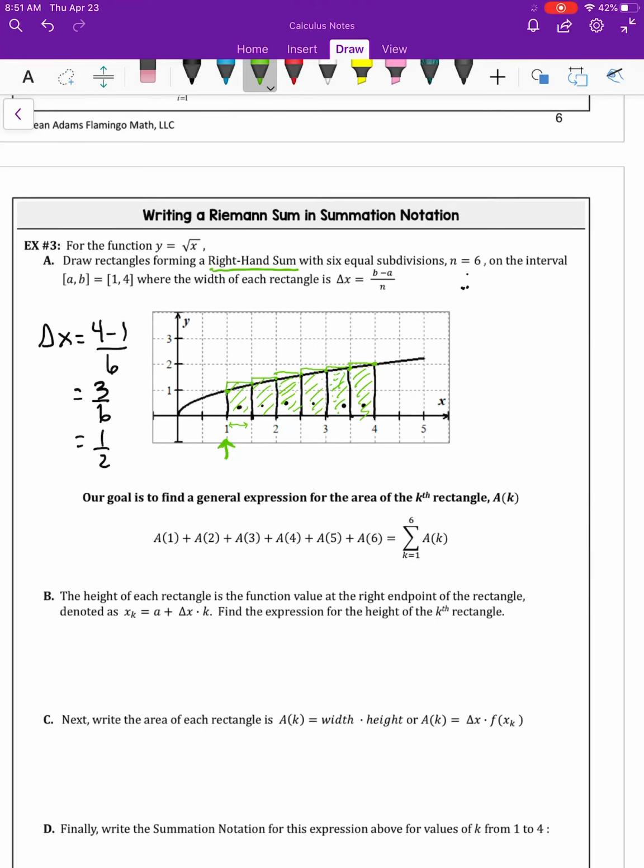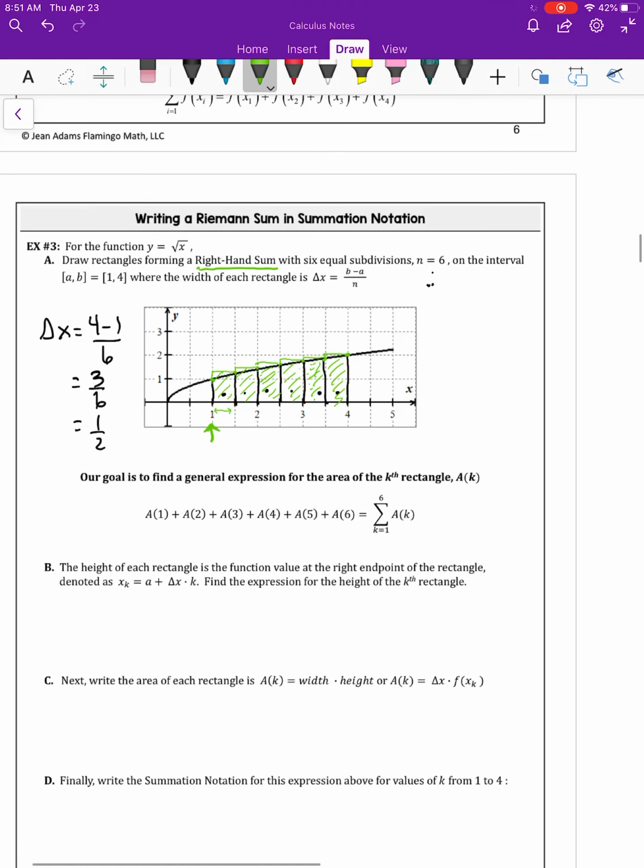Notice, on a right hand Riemann sum, you don't end up using your value at 1 at all, because it's a right hand Riemann sum. So this value at 1 right here that I'm pointing to won't be used at all because that's the left hand side. But the very last one will be used. On a left hand Riemann sum, your first one is used, but your last one isn't. So that's just a pattern that you'll notice once you start to do these LRAM and RRAM type problems.